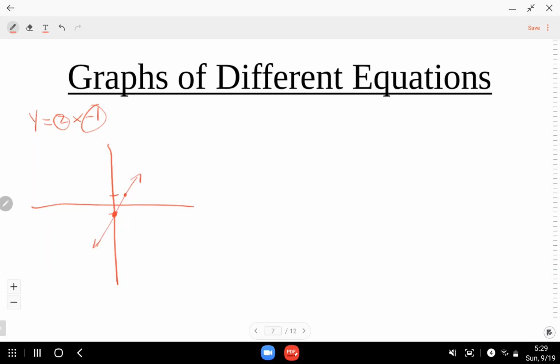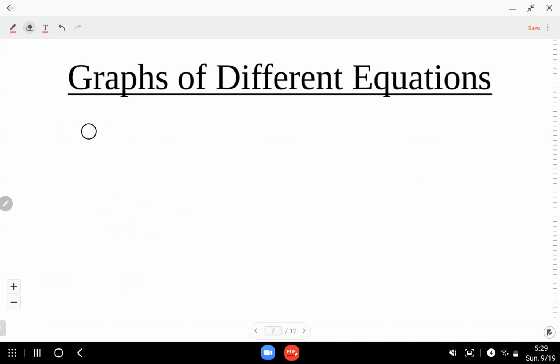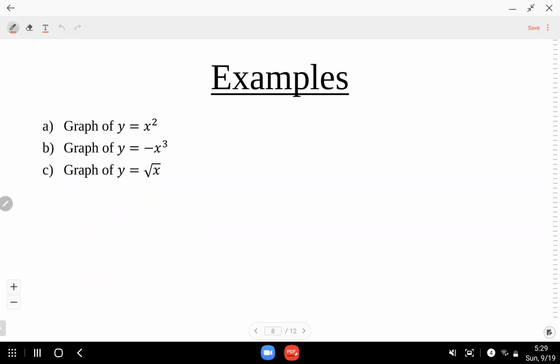Very easy. Okay, so now let's look at some different graphs. Now let's look at some examples. These are very common graphs: x squared, x cubed, and the square root of x, right? So let's look at that. Okay, so first, let's sketch y = x².